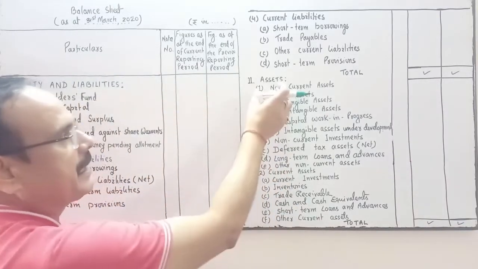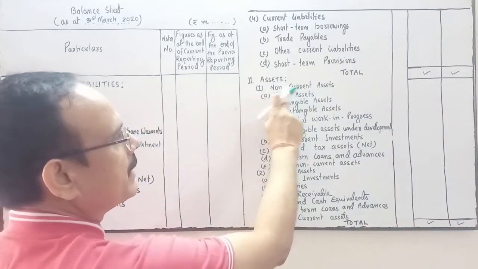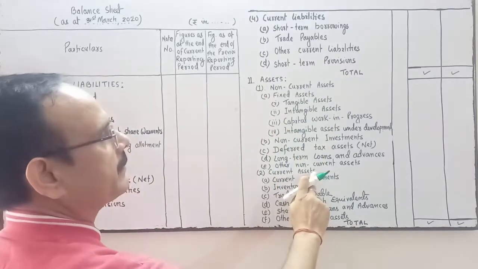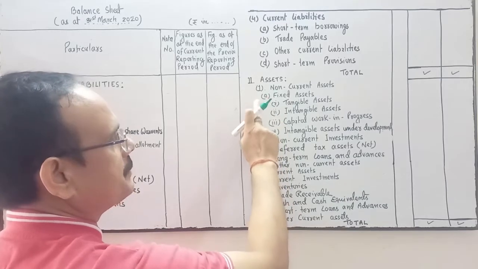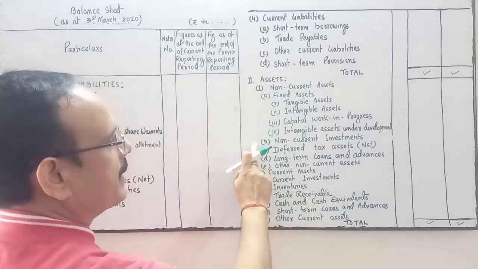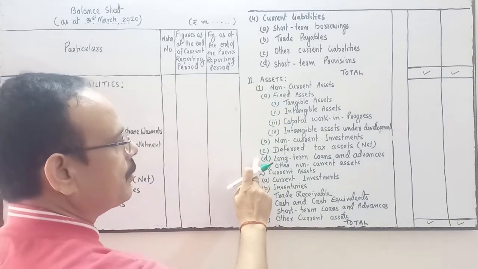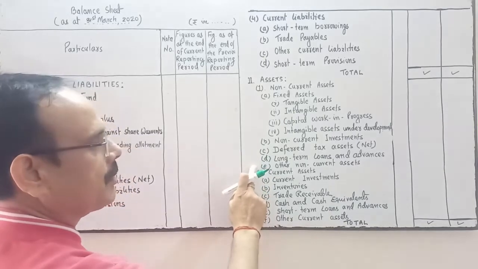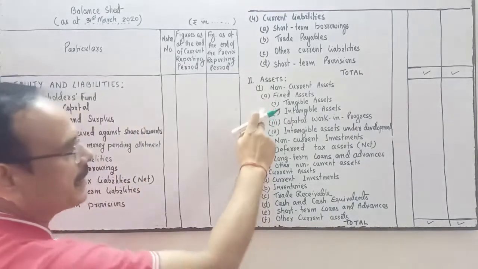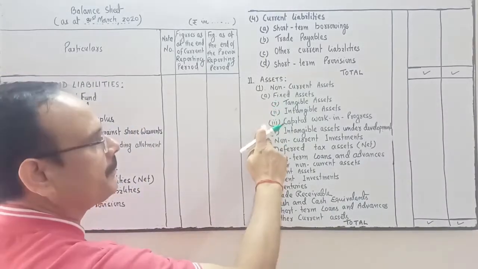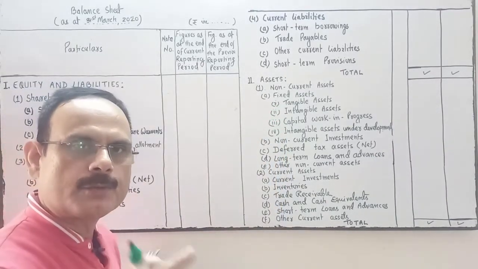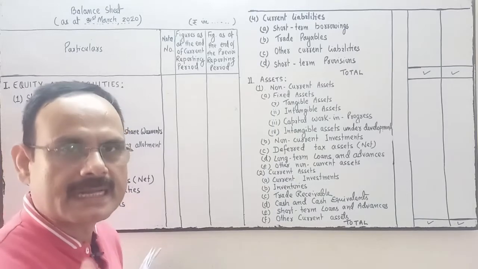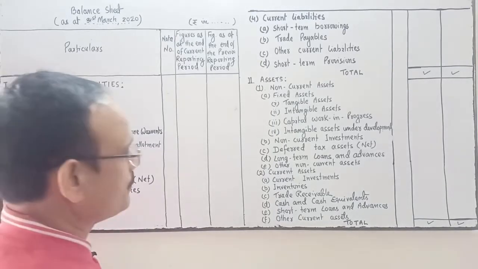Okay. So under assets, there are 2 types: non-current assets and current assets. Under non-current assets, there are 5 items: fixed assets, non-current investment, deferred tax assets, long-term loans and advances, and other non-current assets. And under the fixed assets, there are 4 types of assets: tangible assets, intangible assets, capital work in progress, and intangible assets under development.